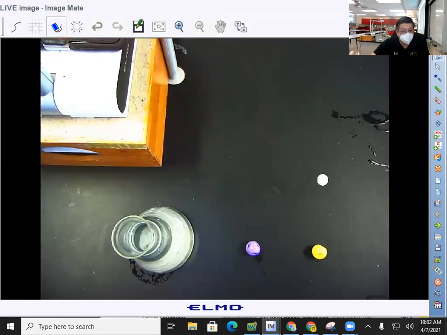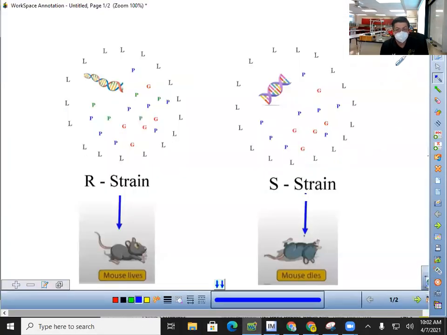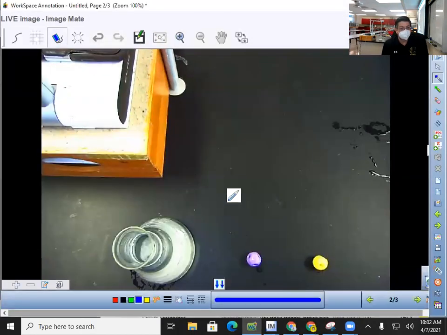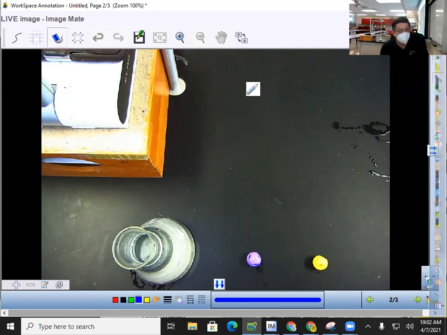All right, so in the Griffith experiment, we should understand a couple of things. Here we go. What were we studying in the Griffith experiment? What was the relationship that was being studied?